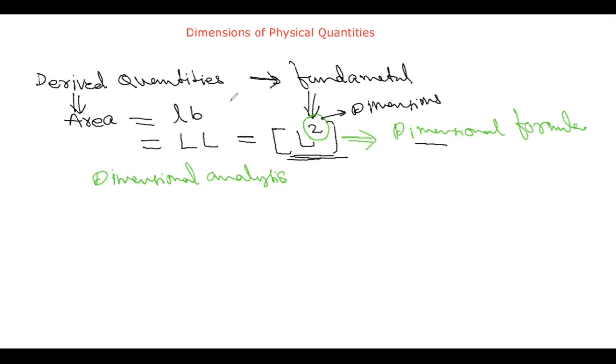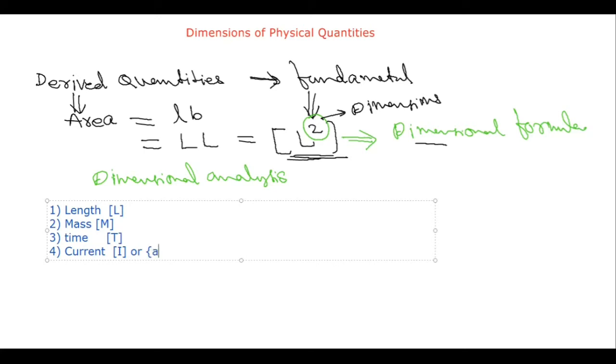We know that totally we have 7 fundamental quantities, and we have to see those fundamental quantities and the corresponding dimensional formula. First one, we have length. Length is a fundamental quantity, and its dimensional formula is indicated with L. And second one is mass. Dimensional formula is M. And third is time. And fourth, it is electric current. You can indicate it with I, or you can indicate it with A. Electric current.